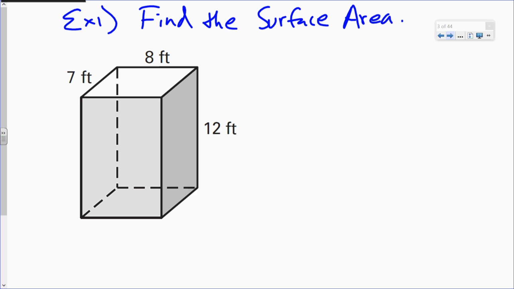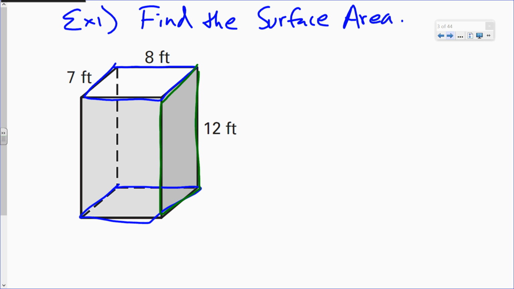How many faces make this up? How many faces make this up? 6 faces. I've got the top face and the bottom face in blue. They're exactly the same. Not only that, I've got the right face. Look at this right rectangle here.